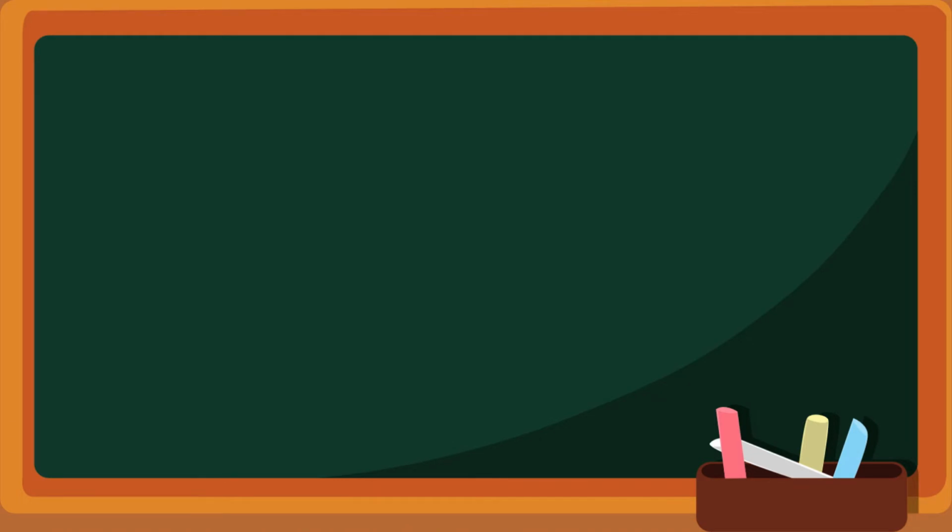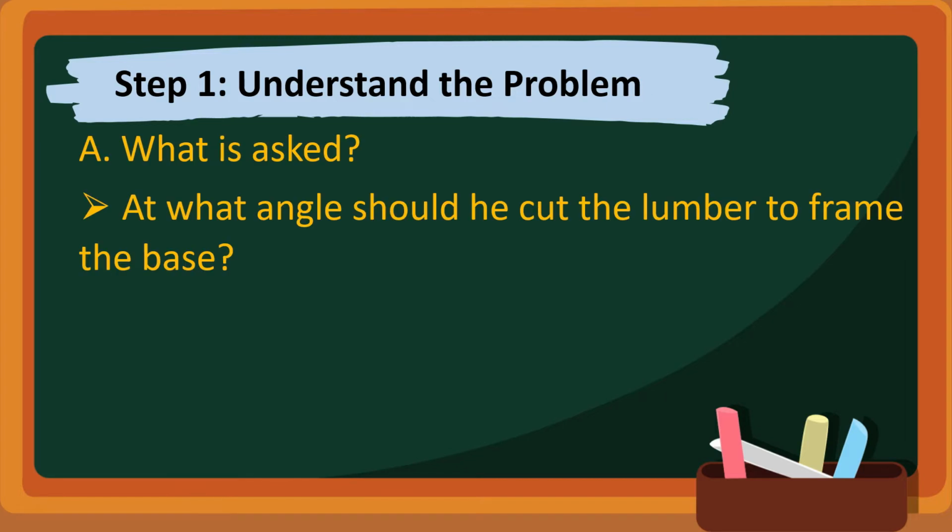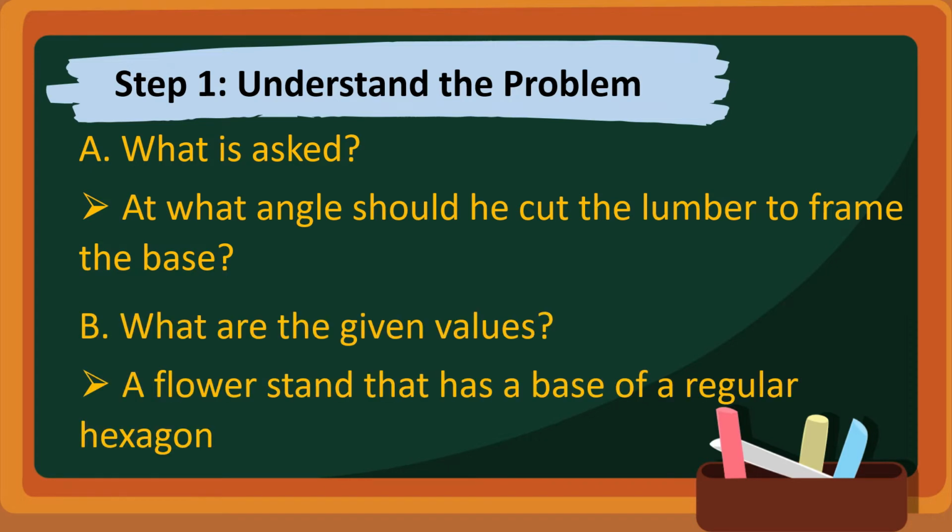First, we have to understand the problem. The given problem is, at what angle should the father cut the lumber to frame the base? The given value in the problem is a flower stand that has a base of a regular hexagon.